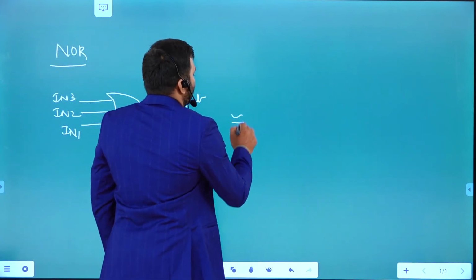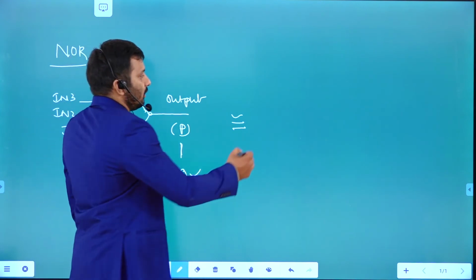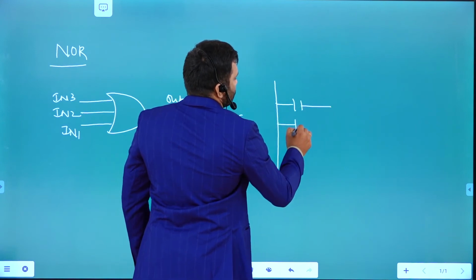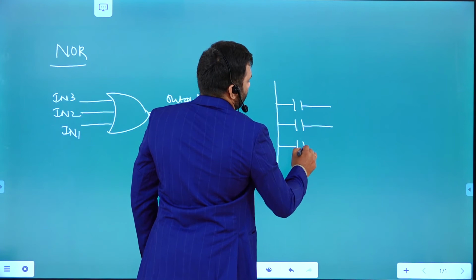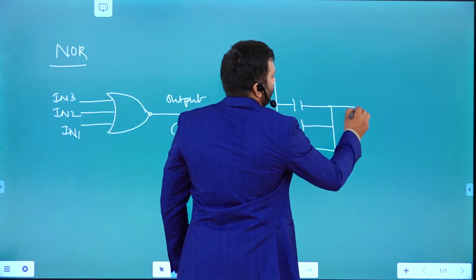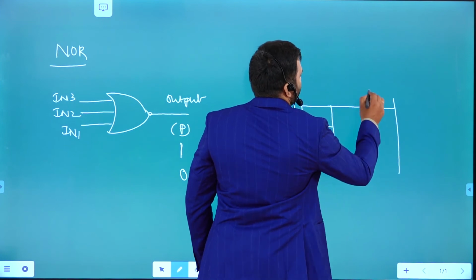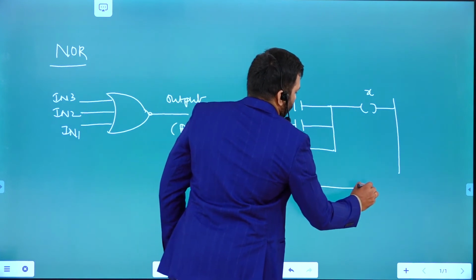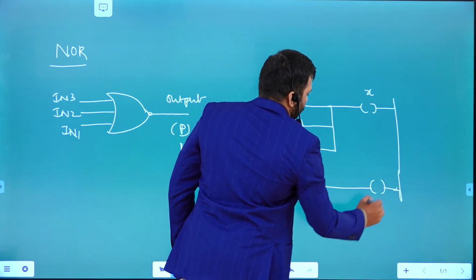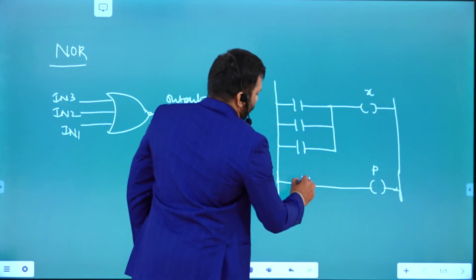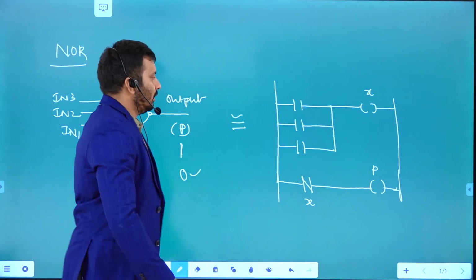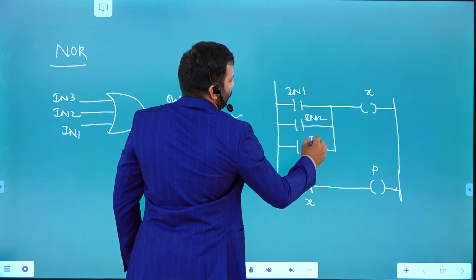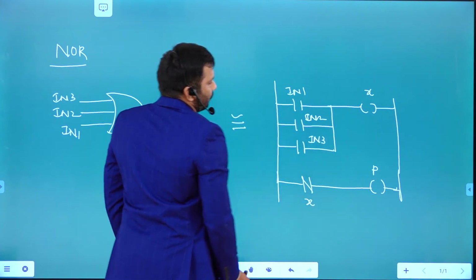If you look at the equivalent circuit of the ladder logic, see here, this is the ladder logic equivalent circuit. So in parallel we need to connect the switches, right? Then you are going to get one output X. This X is given as input to this normally closed contact X. So now it is going to be input 1, input 2, input 3. So this one is going to work like this.